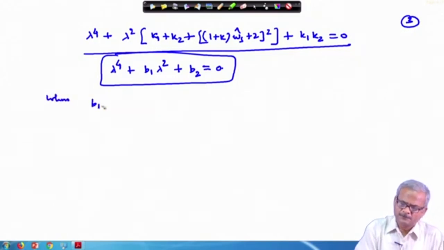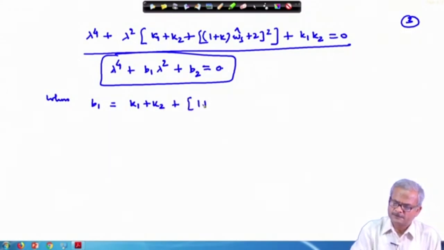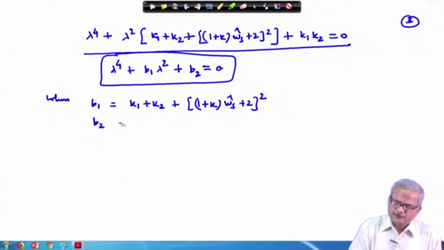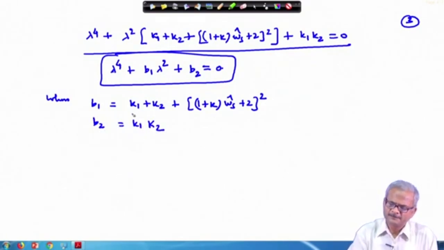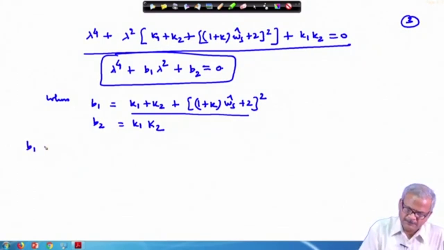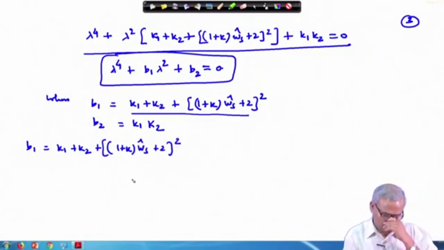where b 1 equal to k 1 plus k 2 plus (k omega s cap plus 2) this whole square, and b 2 is k 1 times k 2. Okay, this can be expanded and this can be reduced. So, we have b 1 equal to k 1 plus k 2 plus (k omega s cap plus 2) whole square.